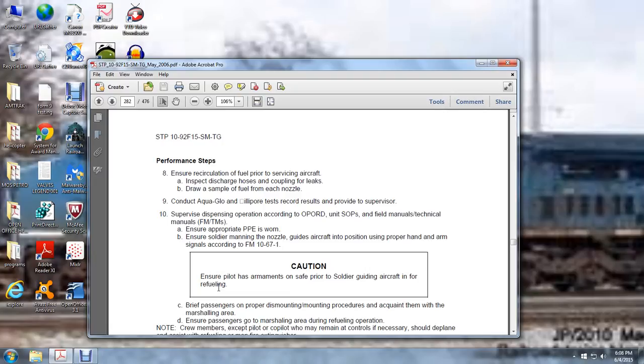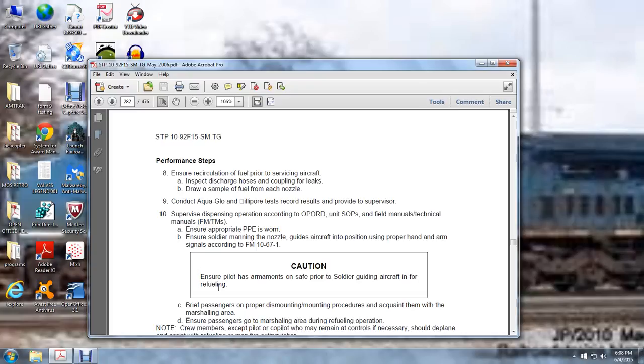Inspect discharge hoses and couplings for leaks. Draw a sample of the fuel for each nozzle. Conduct an Aqua-Glo or Millipore test. Record the result and provide it to the supervisor. Supervise dispensing authorization according to the operation order with standard authorization procedures, field manual, and technical manuals.